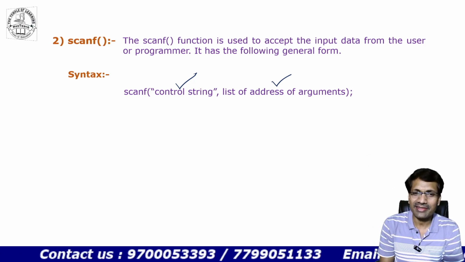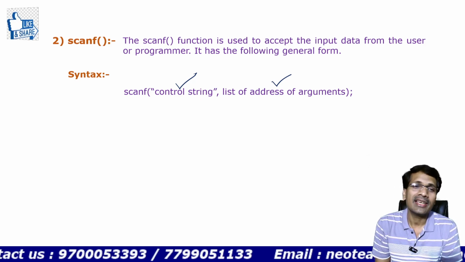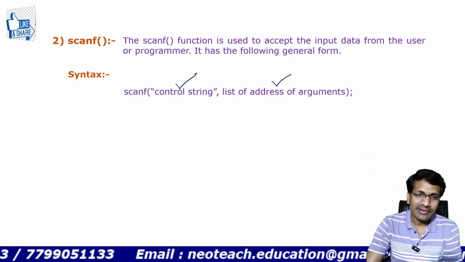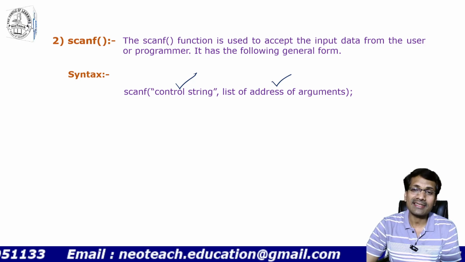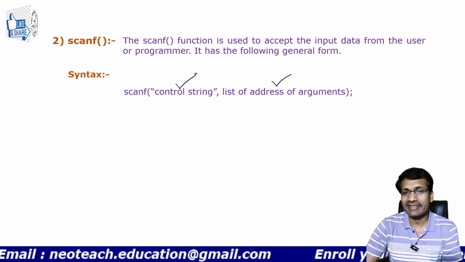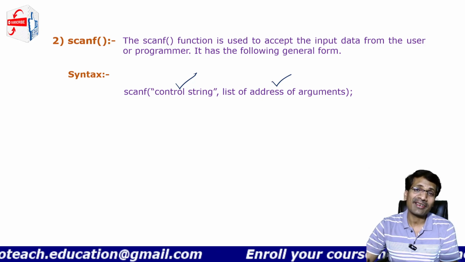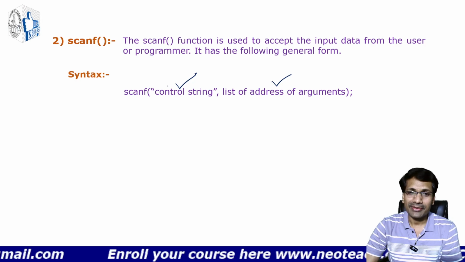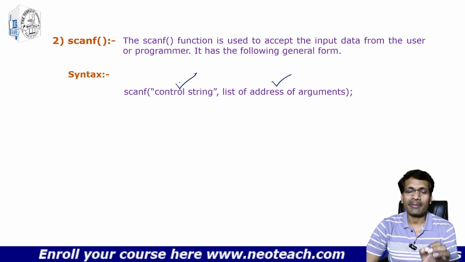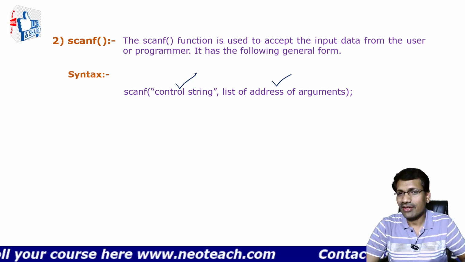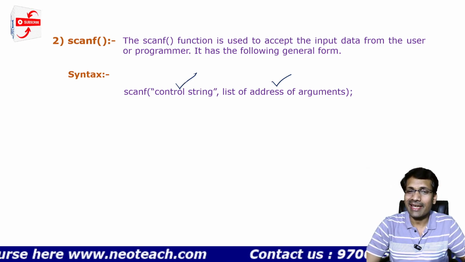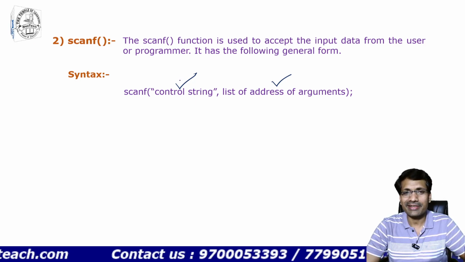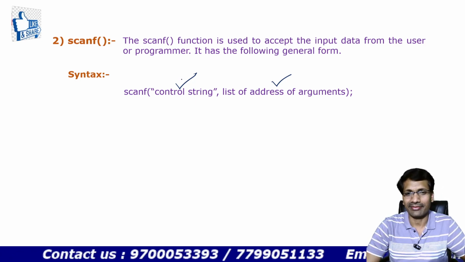So what is the difference between the printf function and the scanf function? That one is for output purposes, and this is for input purposes. Here also a control string is there, and a list of address of arguments. In printf there is a list of arguments, but here a list of address of arguments is there. So what elements can we use here? Here only formatting codes we can use, not text characters and not escape sequences. This is only for the input operation, so formatting codes are enough.